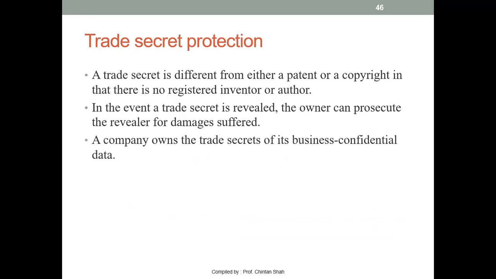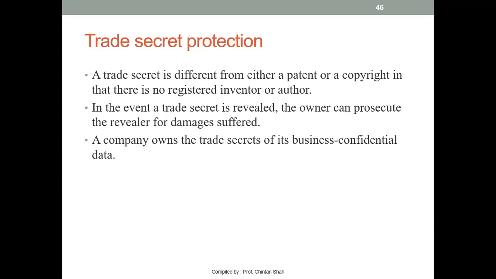Now going further, let us understand what can be a protection for a trade secret. A trade secret is different from either a patent or a copyright in that there is no registered inventor or author. There is no registration fee or registration office for the trade secret. In the event a trade secret is revealed, the owner can prosecute the revealer for damages suffered. But first, ownership must be established because only the owner can be harmed. So if some information is revealed, the owner is the one who is going to get harmed. The company owns the trade secret of its business confidential data. As soon as the secret is developed, the company becomes the owner, right?